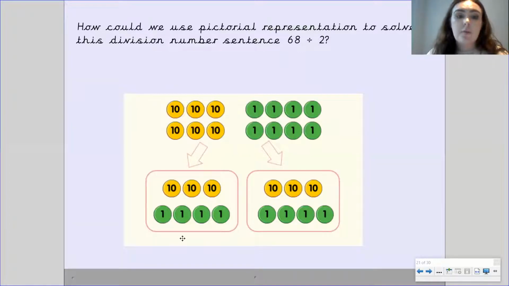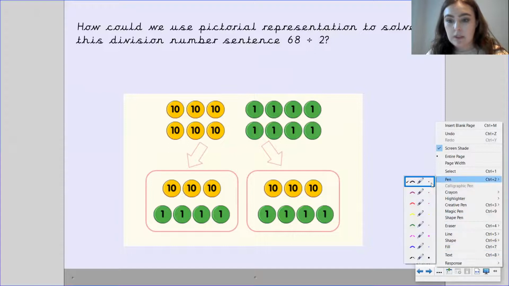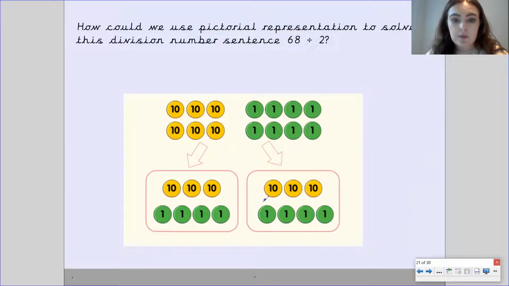Okay, so here we are. We've got 2 groups. And we have shared the 1s equally into each group, and we've shared the 10s equally into each group. So here you can see we have got 4 1s in each group and 3 10s in each group. So we know that 68 divided by 2 is going to be 34.